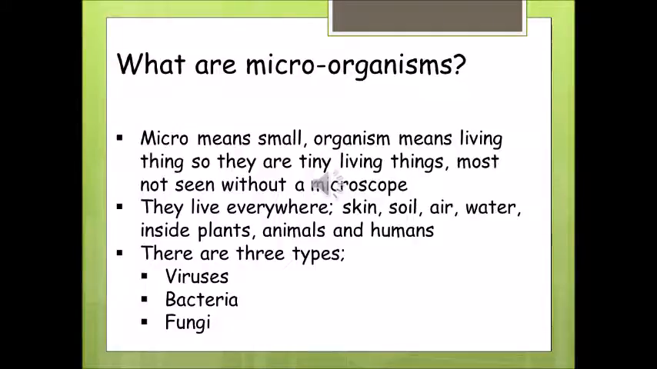What are microorganisms? Micro means small and organism means living thing. So if we put that together, microorganism means they are tiny living things, most of which are not seen without a microscope. They live everywhere, in the skin, soil, air and water, and inside plants, animals and humans. There are three types that we will look at: viruses, bacteria and fungi.